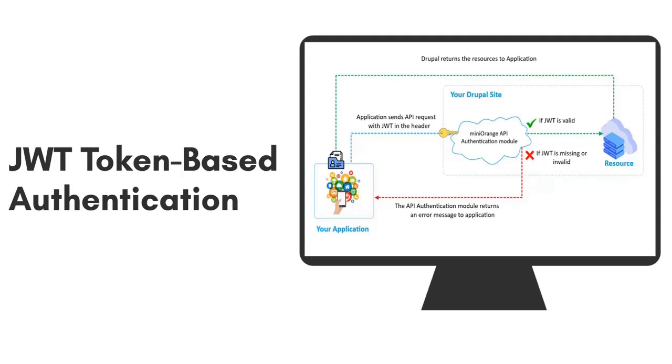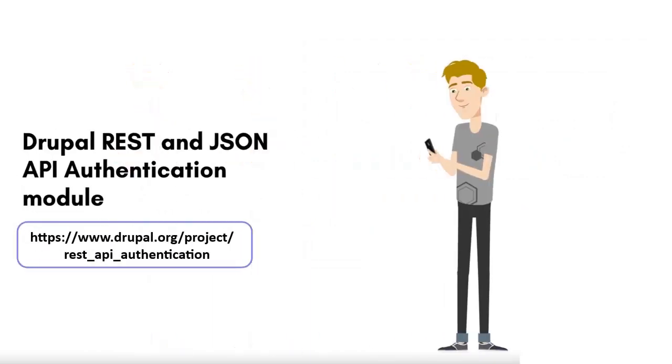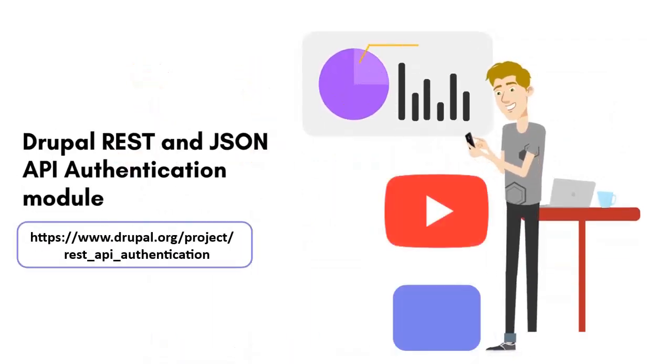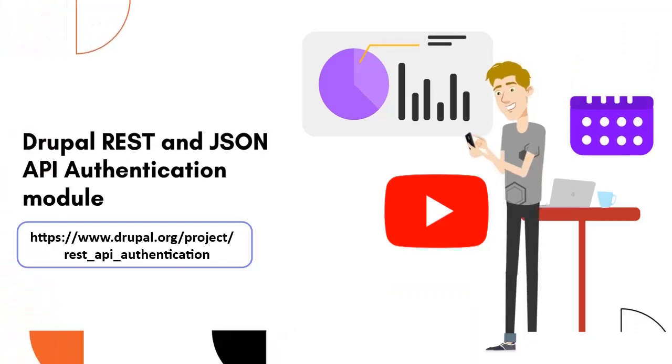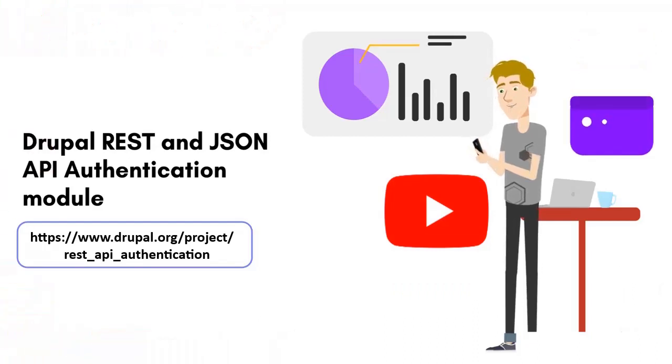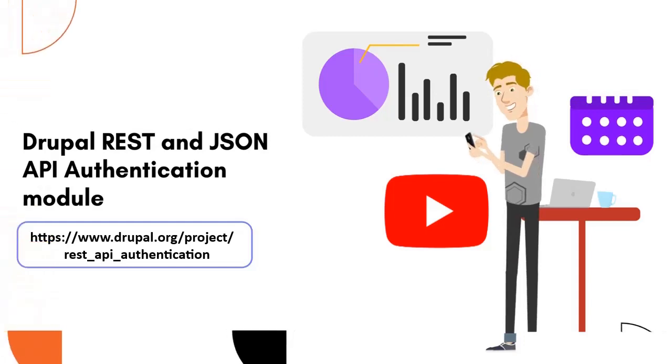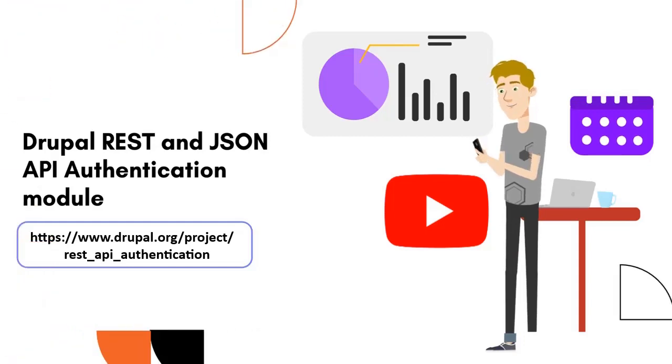an error message. Before proceeding with the video, please ensure you have installed the miniOrange REST and JSON API Authentication module on your Drupal site. We already have the video and setup guide for the installation. You will find links for both in the description.